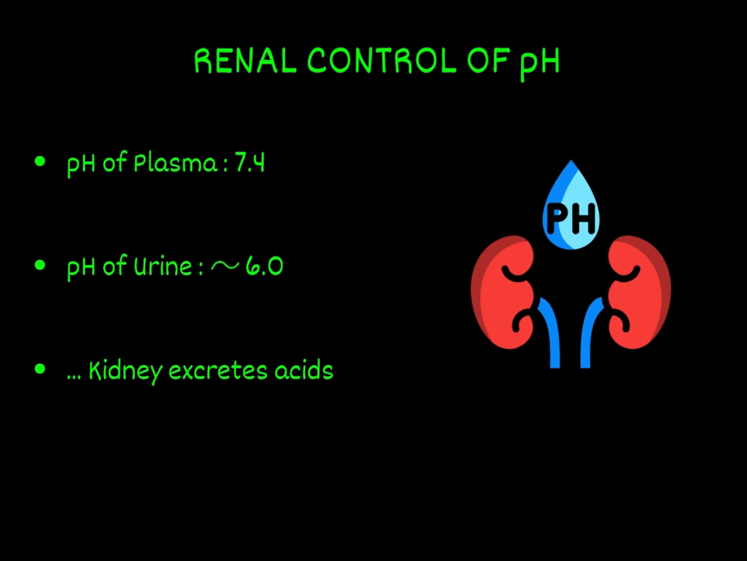Ever wondered why urine pH is typically lower than plasma pH? That's because the kidney actively excretes hydrogen ion into the urine, making it more acidic. This process helps regulate the body's acid-base balance. Let's dive more into it.